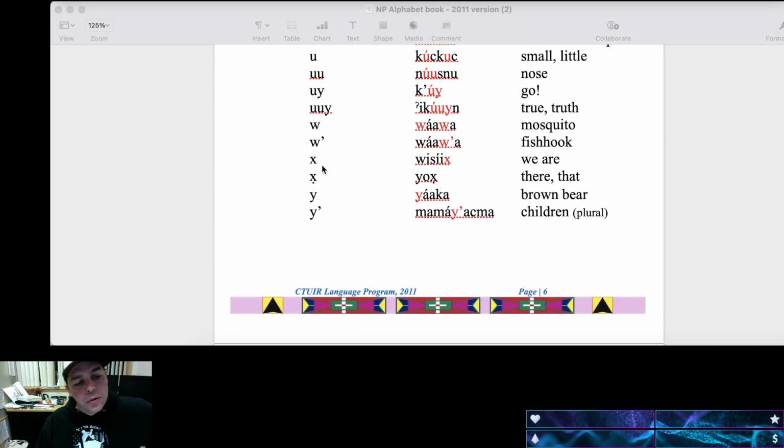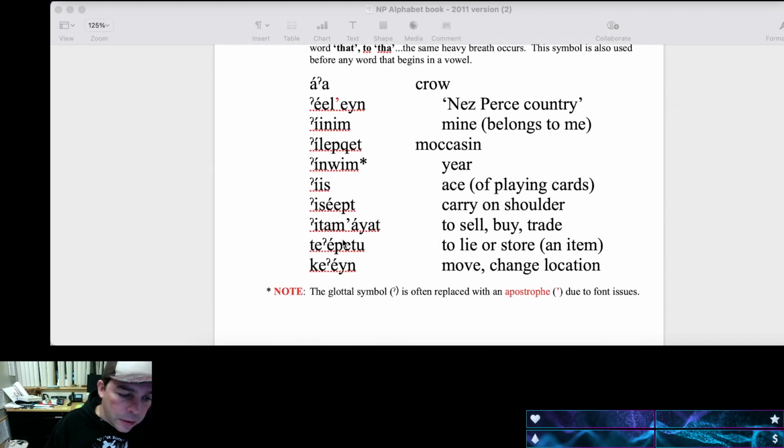The X sound is one that we don't have in English a lot, so there's a difference between H and X, and the glottalized X, which is the only one that appears with a dot underneath it. So you have H, X, and the glottalized X. Okay, so we're going to keep practicing on those.